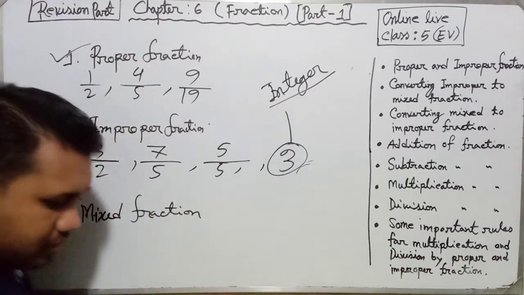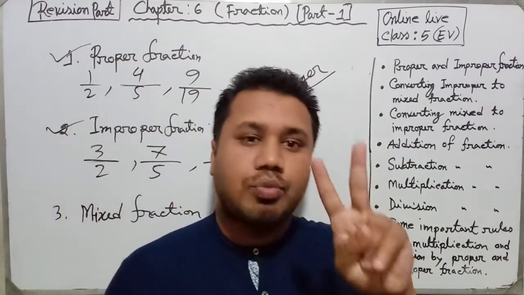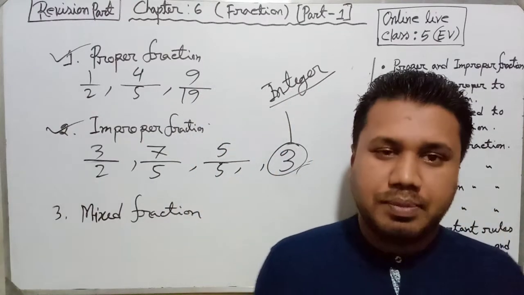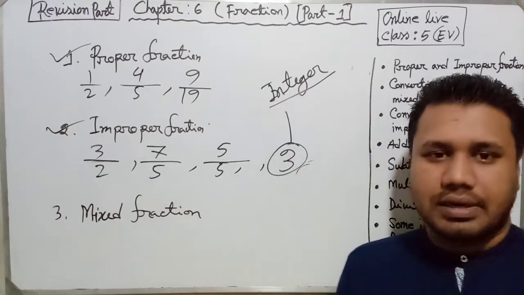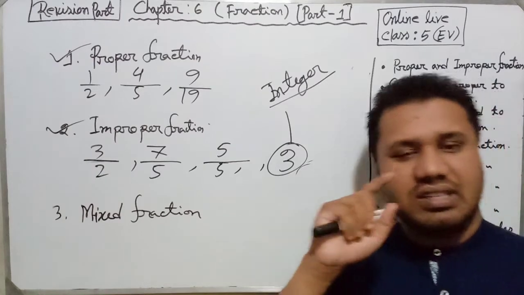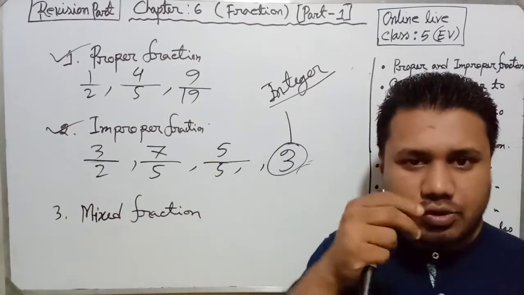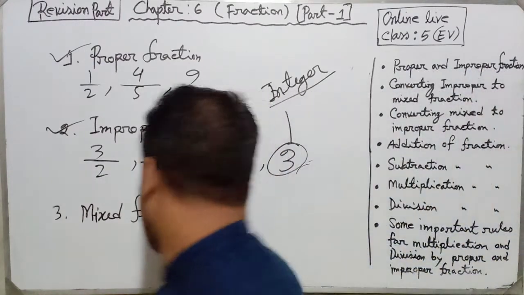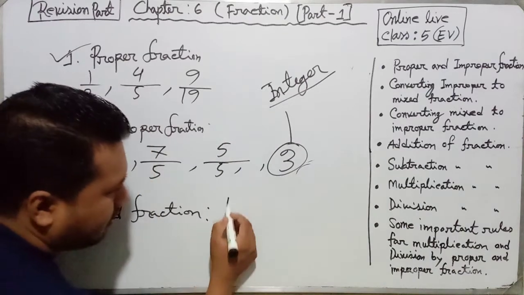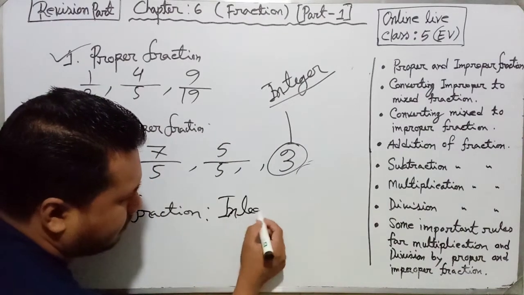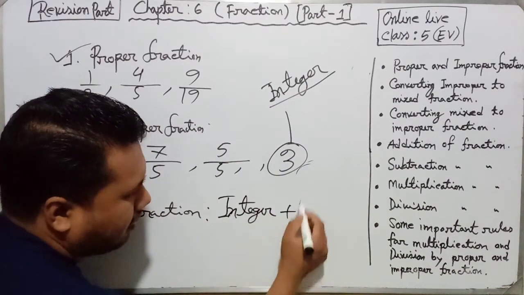Now mixed fraction. A mixed fraction contains two parts. Remember, every mixed fraction contains two parts. First one, an integer, and second, a proper fraction. Look, at first there will be an integer, then a proper fraction.